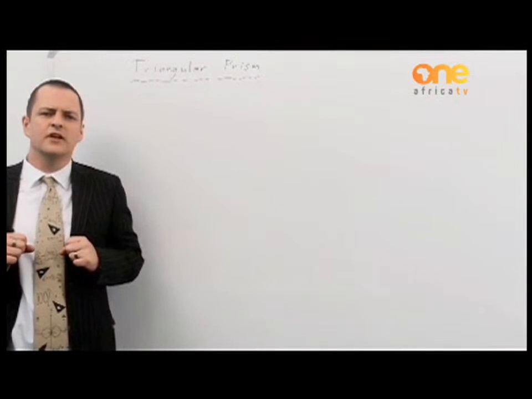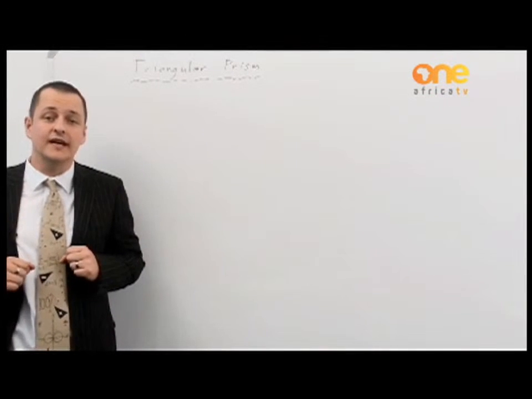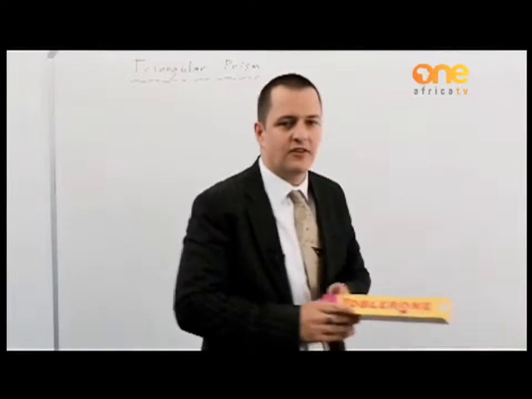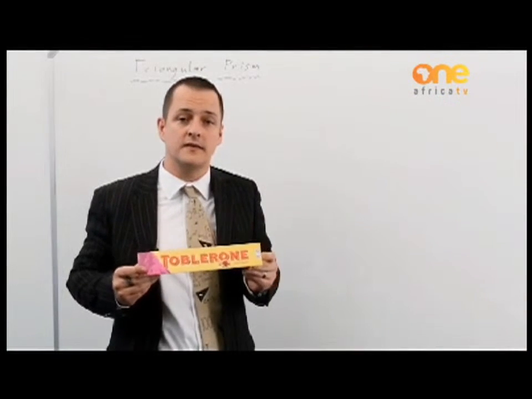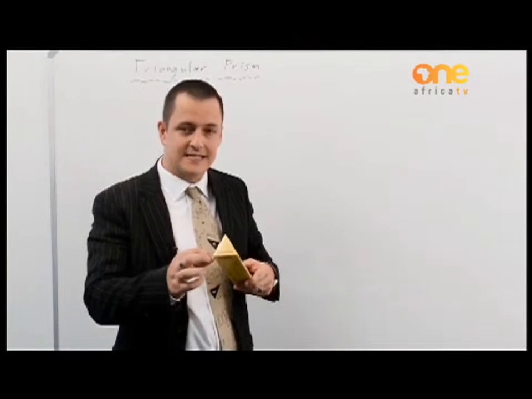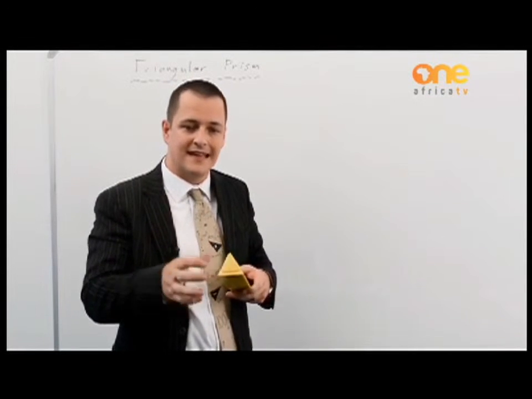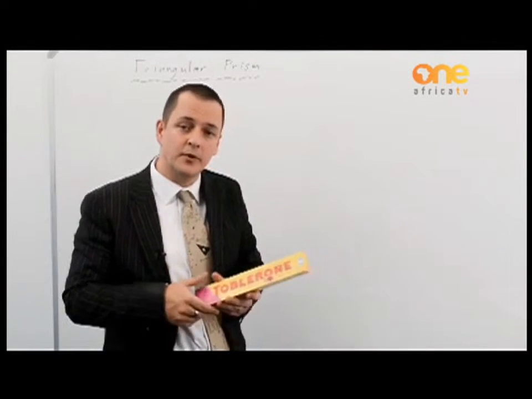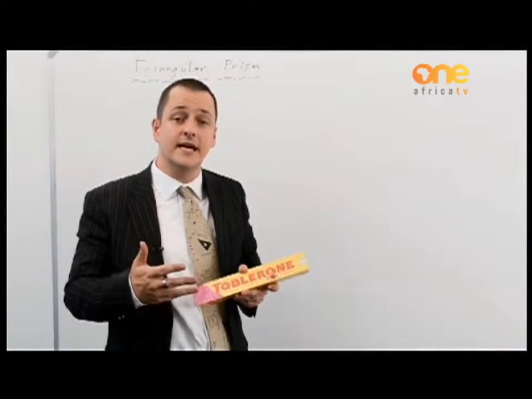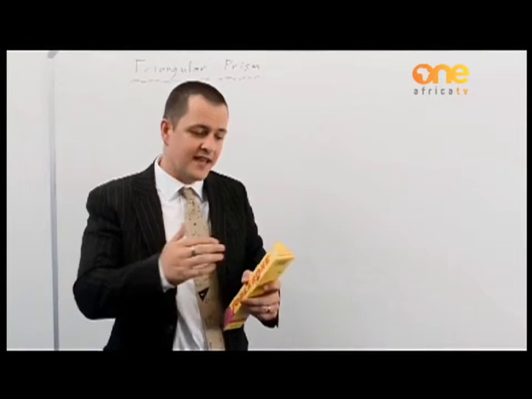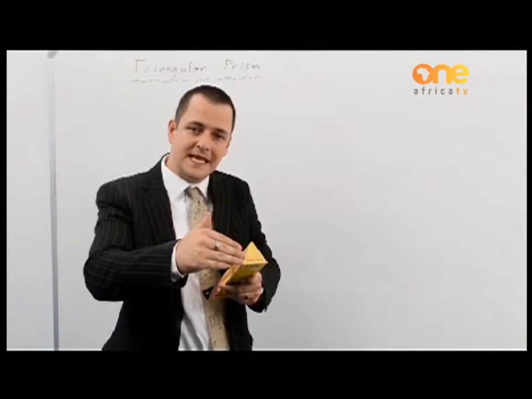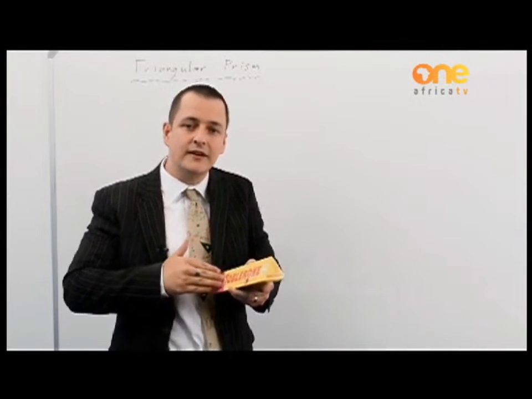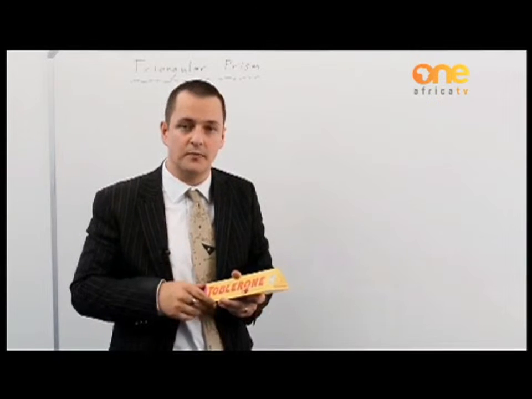Let's have a bit of a closer look at a triangular prism. So, as an example, we could have a look at this Toblerone box. We can see that there is a triangular face, and that shape is carried through my triangular prism. That is the idea of a prism, that you have one face that is repeated behind itself to create depth, and that creates the three-dimensional shape.